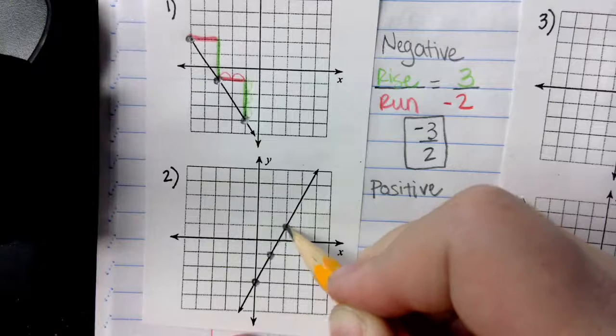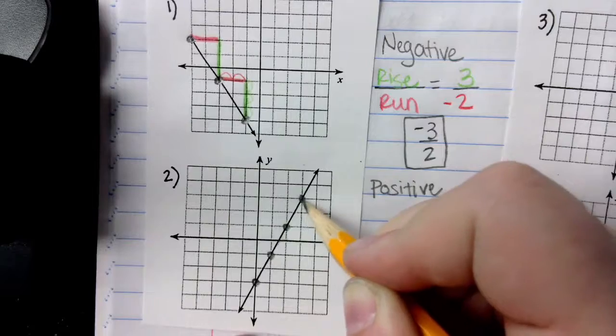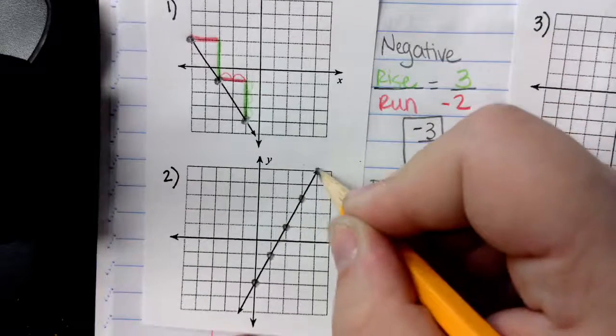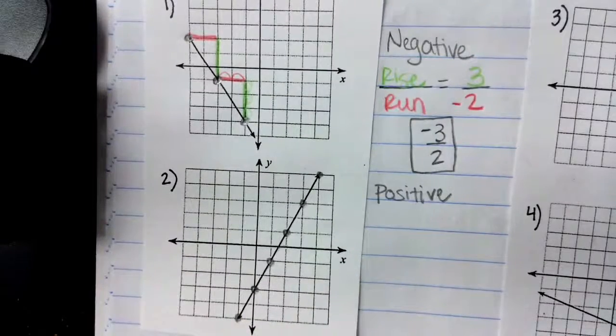Okay, this one? No. This one? Yep. And again, this one, it looks like we can use the arrows as well if we want. Alright, so we're going to do our rise and our run.